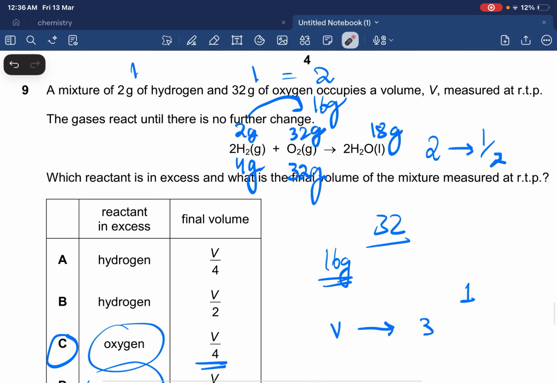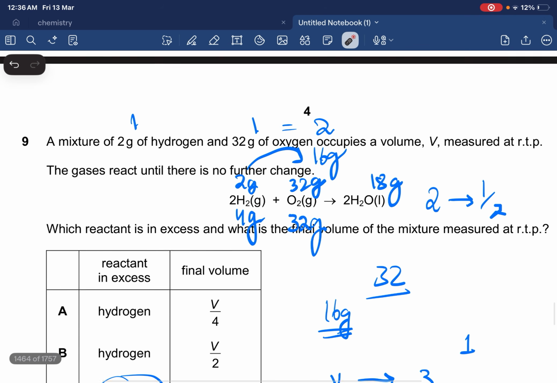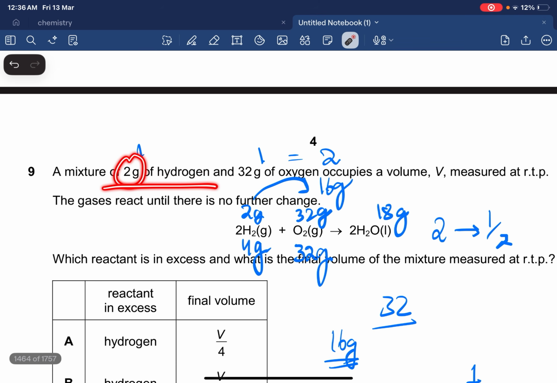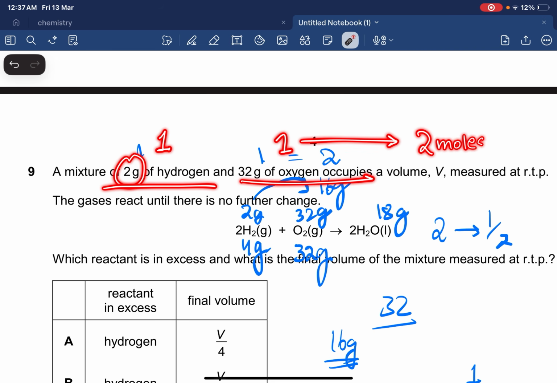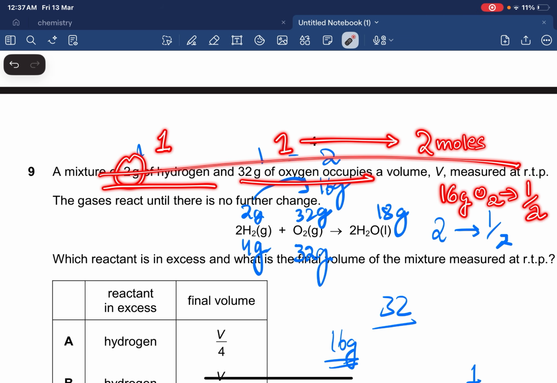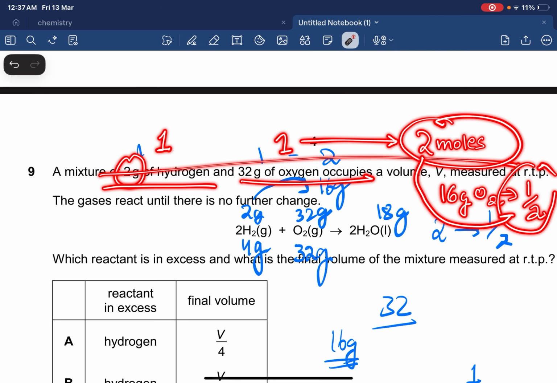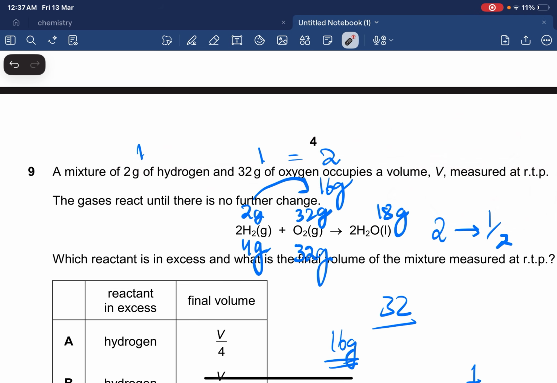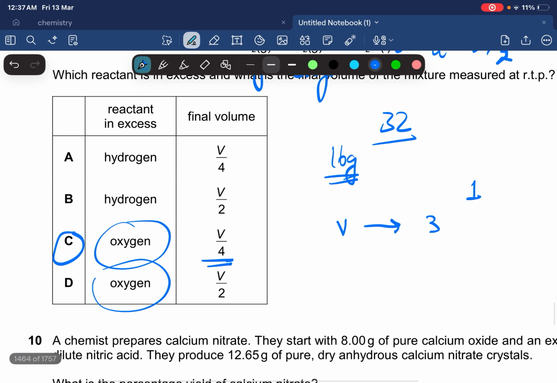What happened over here was that I had initially 2 grams of hydrogen. 2 grams of hydrogen means I have 1 mole of hydrogen. 32 grams of oxygen means I have 1 mole of oxygen. That means in total I had 2 moles of my gases. But after the reaction was complete, I only have 16 grams of oxygen. 16 grams of oxygen means I have half a mole of gases. That means initially I had 2 moles of gases, and now I have half a mole. So how do you go from 2 to half? You divide 2 by 4. That is how you go to half from 2. So that's the thing over here. It's going to be option C.